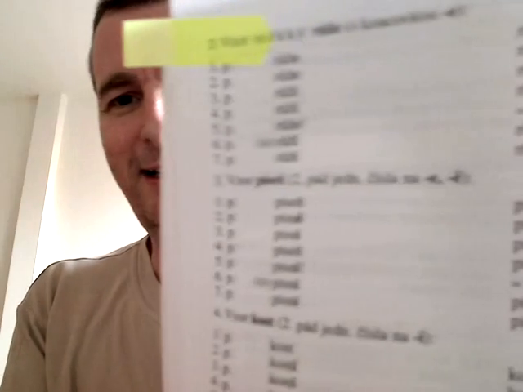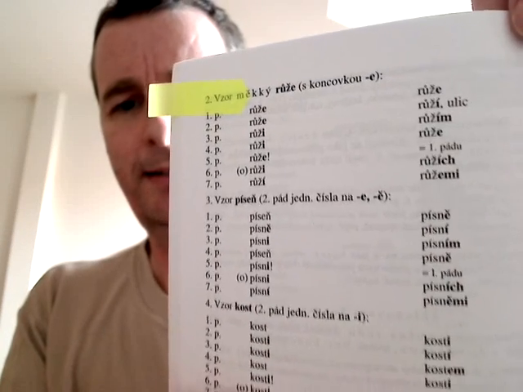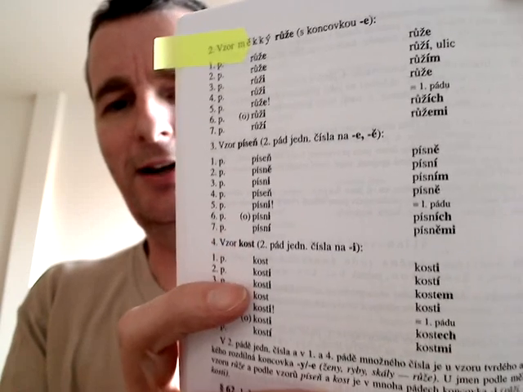Turn the page. There's another pattern based on the word rose, růže, and another one based on píseň, which means song, and kost, that means bone. And so you learn a whole bunch of these patterns, 8, 10, 12 are the most common ones. And then for any word, try to work out which of those patterns it belongs in and make the transformations.